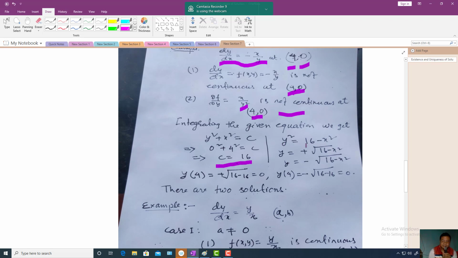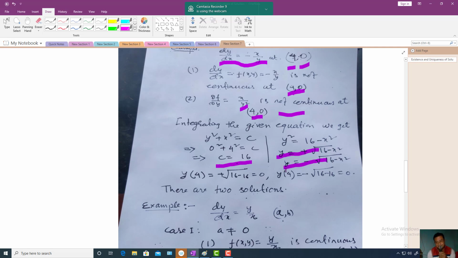Then y square is equal to 0. So these are two solutions of the given differential equation. Let us check whether these two solutions satisfy the initial condition. When x is equal to 4, this is 0 plus 0, which is 0. Here also, when x is equal to 4, this is 0 minus 0, which is also 0. So these two solutions satisfy the same initial condition.